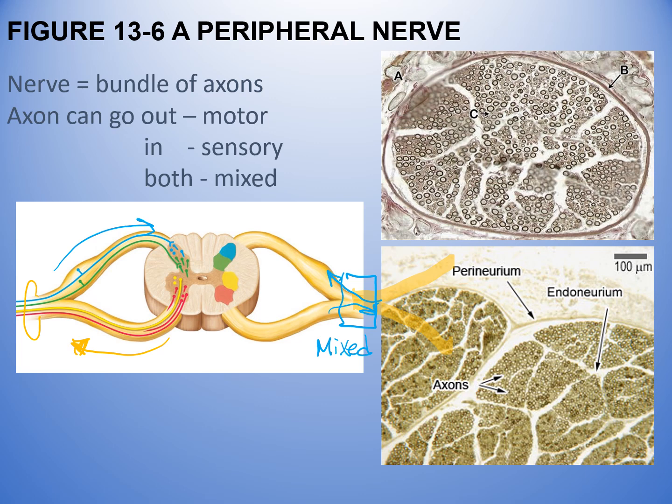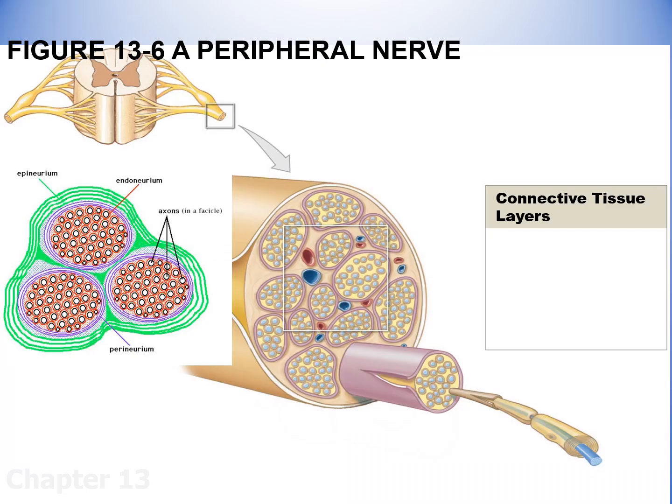These pictures over here are histological stains. Let's look a little bit more specifically at the wrappings of a nerve. A nerve, look at this picture up here. That's a good inset, right? They're severing it right at the spinal nerve. A nerve is like this here. It's a bundle of neurons.